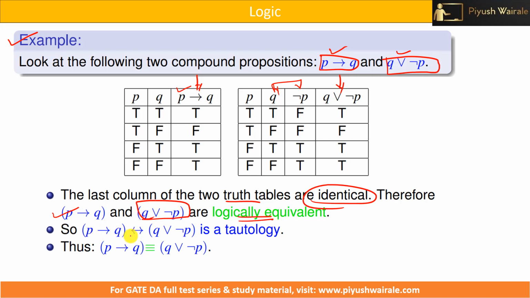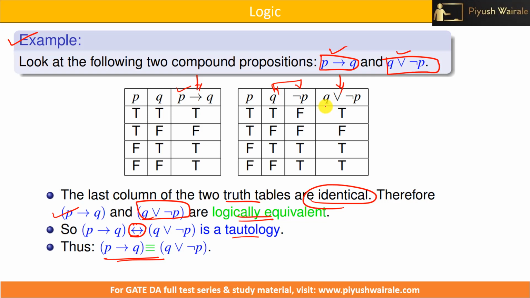So P implies Q bidirectional implication Q or negation of P is a tautology. Thus we can say these two are equivalent. Suppose in the question you are asked which of the following is equivalent to this particular expression, you need to draw the truth table and try to compare, right? So it will take your time, but there is one more shortcut for that.